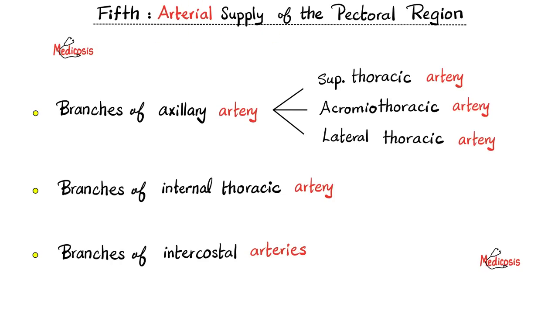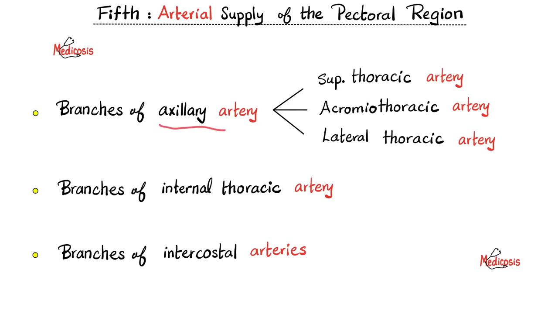Next, arterial supply of the pectoral region. Branch of the axillary artery, branch of the internal mammary or internal thoracic artery, and branch of the intercostal arteries. Which branch of the axillary artery? Superior thoracic artery, acromiothoracic artery, and lateral thoracic artery. By the way, the acromiothoracic is also known as thoracoacromial artery.